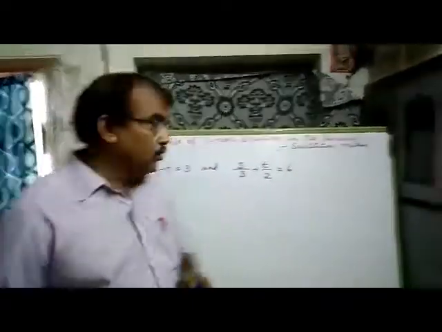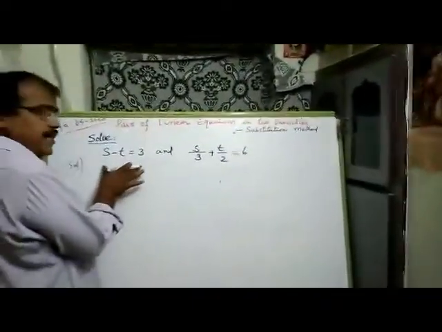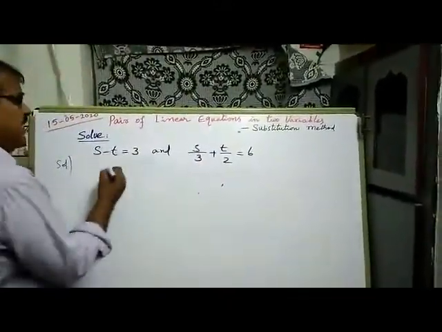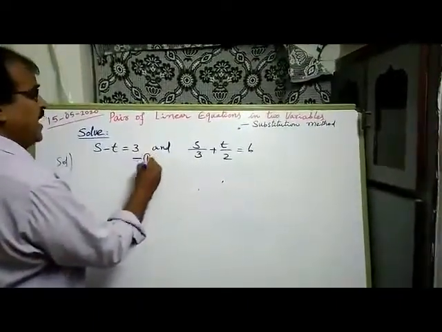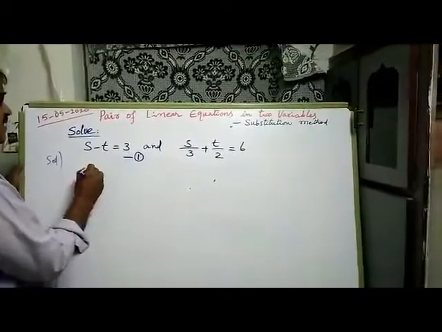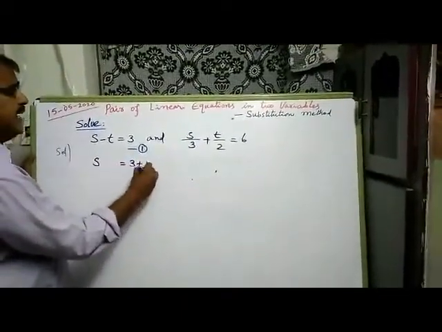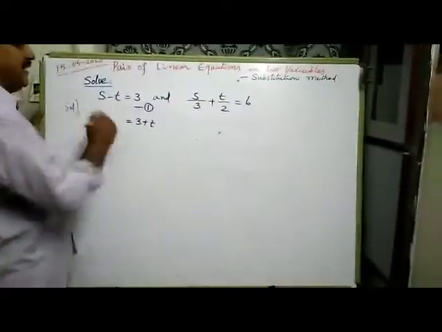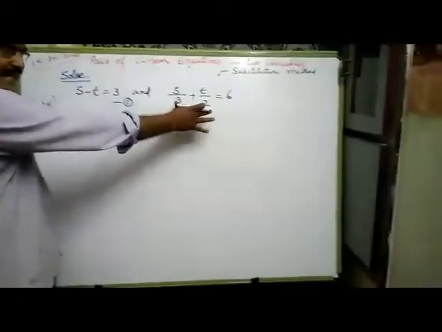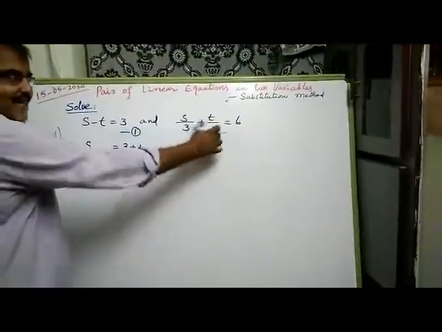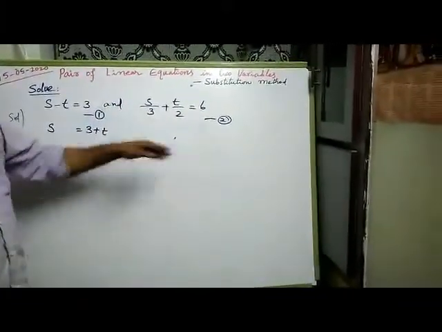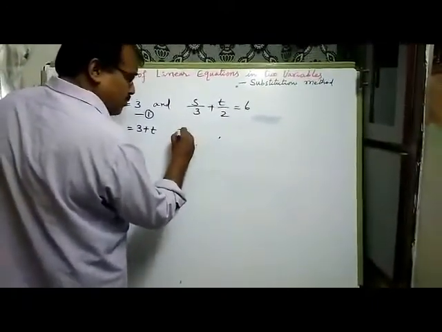Now, the first question is s minus t is equal to 3 and s by 3 plus t by 2 is equal to 6. You know very well, we can take this as equation 1 and write s is equal to 3 plus t, s in terms of t, like x in terms of y. Substitute s is equal to 3 plus t in the second equation. Otherwise, if you want, you can simplify this equation first by the cross multiplication method.